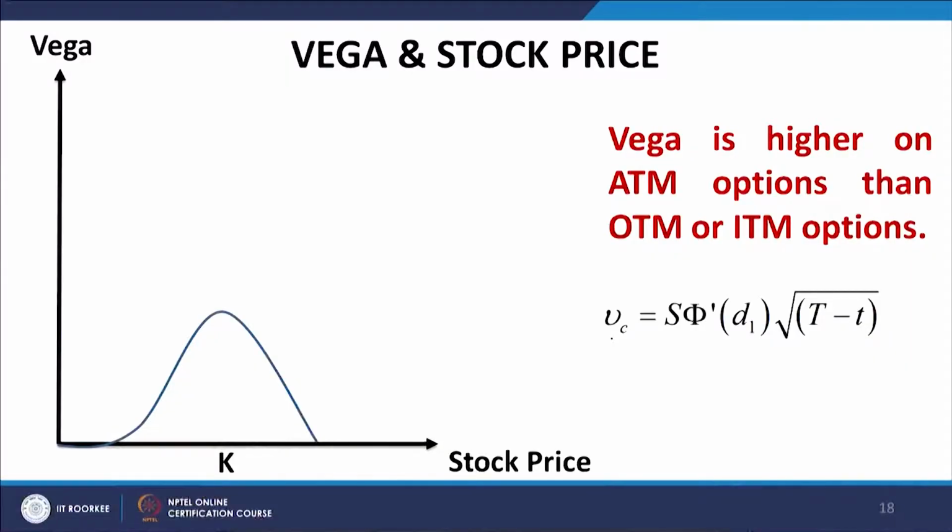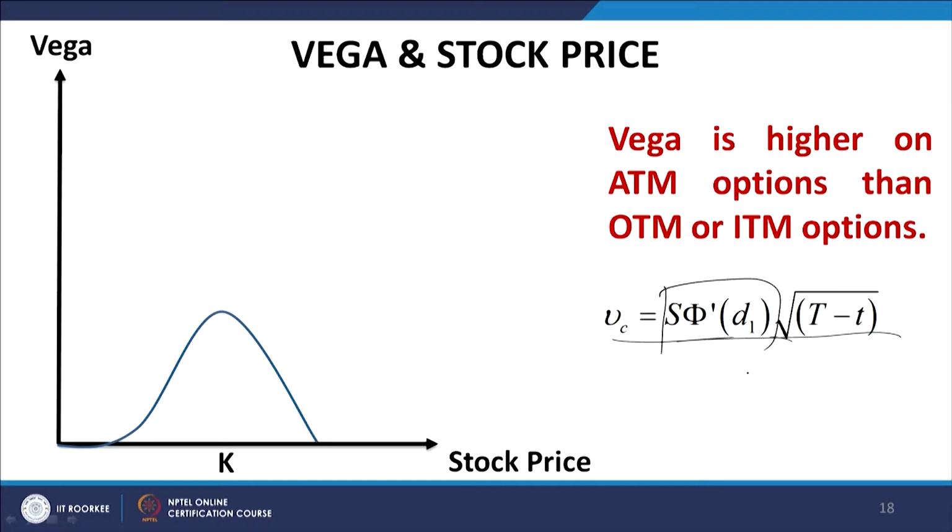Now, Vega and stock price. Vega is given by this expression, and as you can see, when S approaches 0, the Vega also approaches 0 naturally, but when S approaches infinity, phi dash d1 will approach 0. So, somewhere in between, when the stock price is around the exercise price, we have the maximum value of Vega, given by the product of these two expressions.